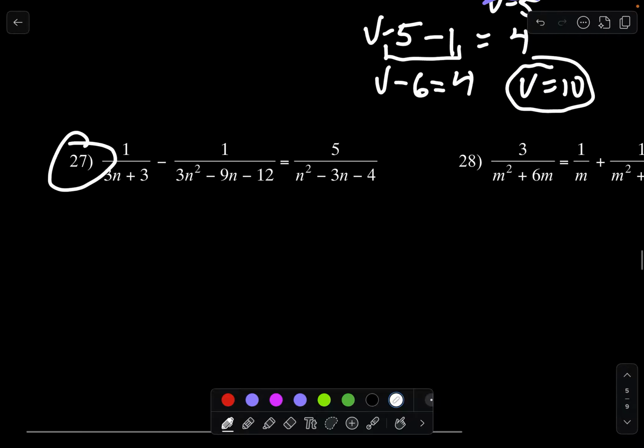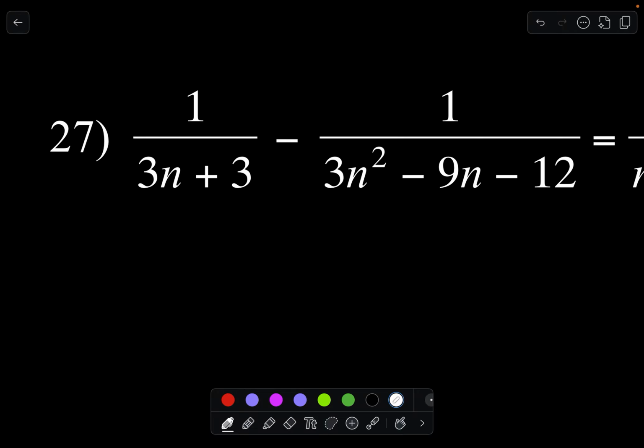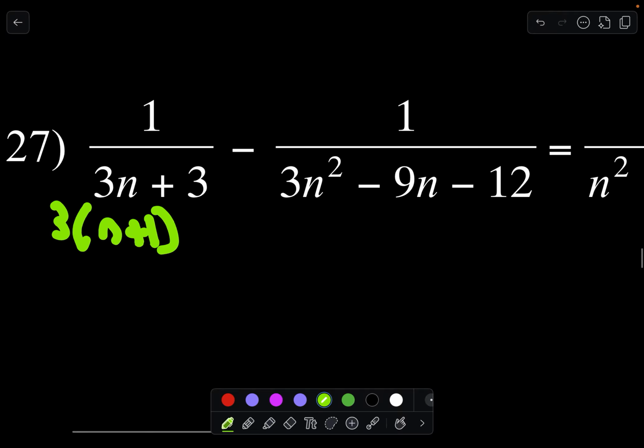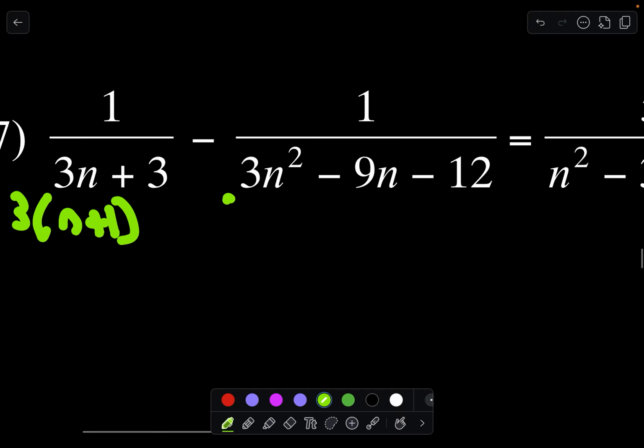27 gets a little hairy, just because we're dealing with polynomials that are going to have to be factored. So the first thing I'm going to do is factor all the denominators. The first one would be, pull the 3 out, and it'll be 3n plus 1. The second fraction, pull the 3 out, you'll have this.